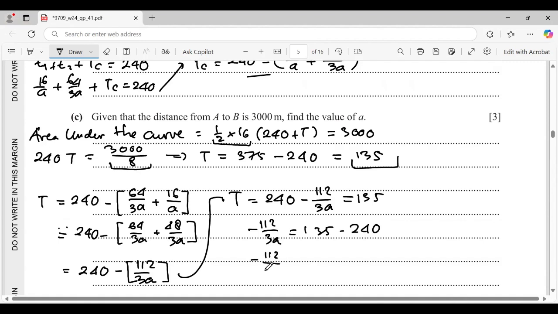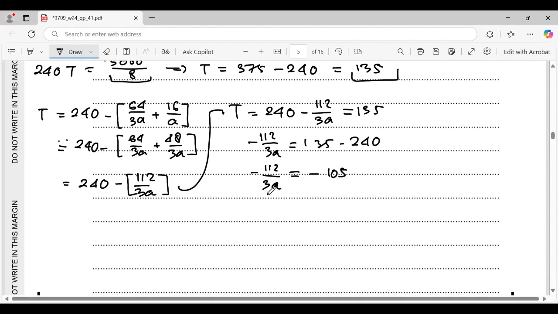So minus 112 over 3A becomes minus 105. Okay, right. So it means 3A equals 112 over 105. So A equals, if you calculate 3 times 105, 112 over 315. And it is 16 over 45. Next question.